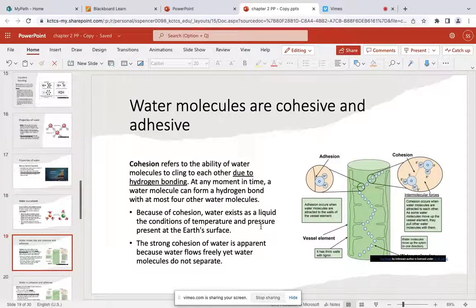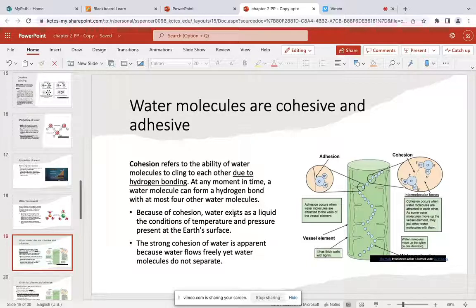Again, this slide's important. Just need you to realize these definitions. Water molecules are cohesive and adhesive. So cohesion refers to the ability of water molecules to cling to each other due to hydrogen bonding. Again, whenever you hear water, I want you to think of hydrogen bonding. So cohesion is simply what allows water to exist as a liquid.